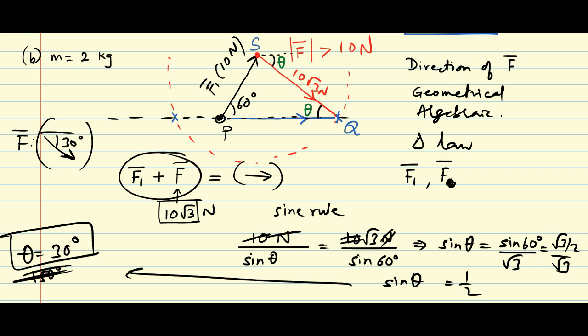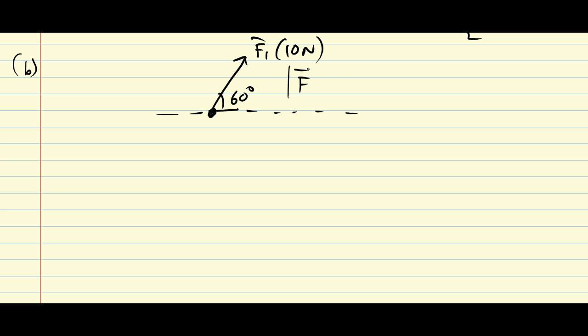Now the question also asks us to find the direction of F bar by another method, namely an algebraic method. So I'll just show it below this. I'll start by drawing the basic diagram. Again, part B, there is this particle of mass 2 kilograms, and there is a force F1 bar directed 60 degrees above the rightward horizontal like this. It's a 10 Newton force, and there is a second force F bar whose magnitude is given to be 10 root 3 newtons, and we do not know the direction, but we do know that the resultant of these two forces is in the rightward direction.